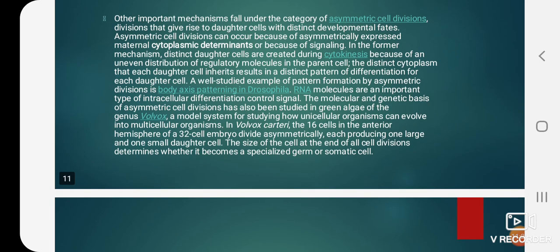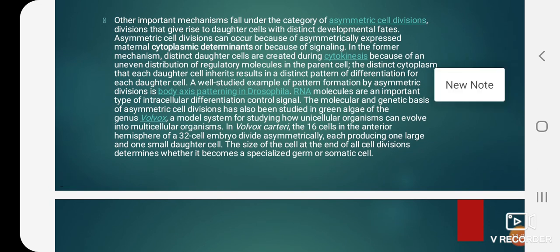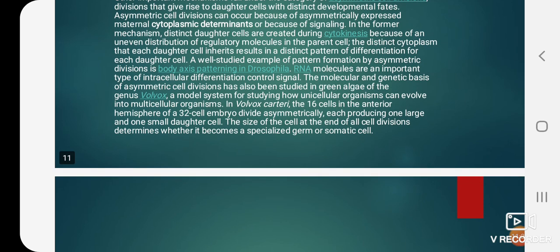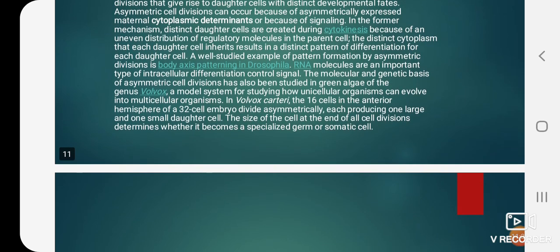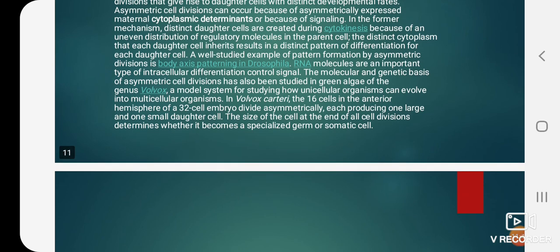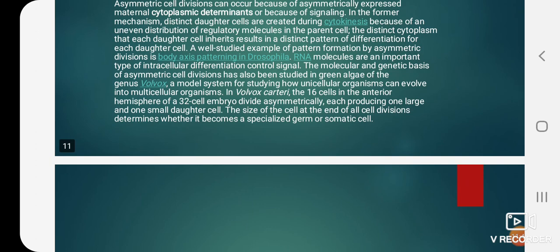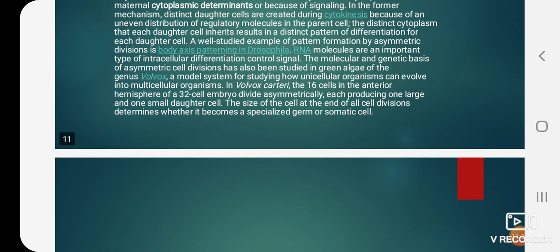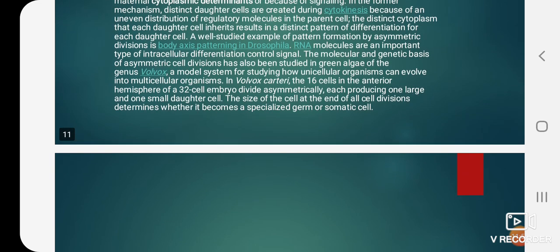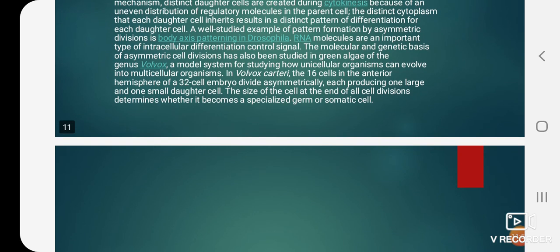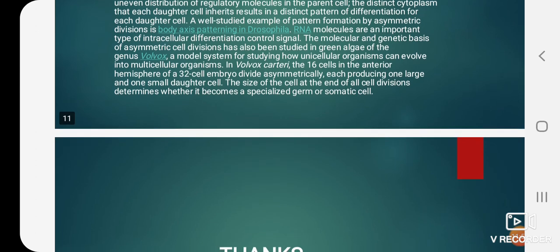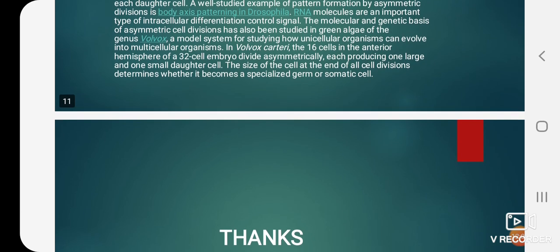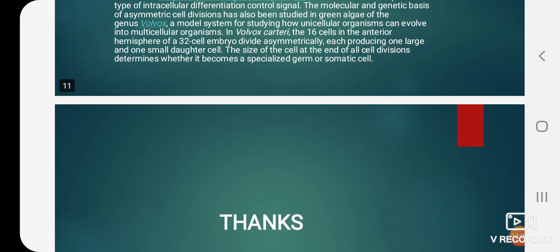RNA molecules are an important type of intracellular differentiation control signal. The molecular and genetic basis of asymmetric cell divisions has also been studied in green algae of the genus Volvox, a model system for studying how unicellular organisms can evolve into multicellular organisms. In Volvox carteri, the 16 cells in the anterior hemisphere of a 32 cell embryo divide asymmetrically, each producing one large and one small daughter cell. The size of the cell at the end of all cell divisions determines whether it becomes a specialized germ or somatic cell.